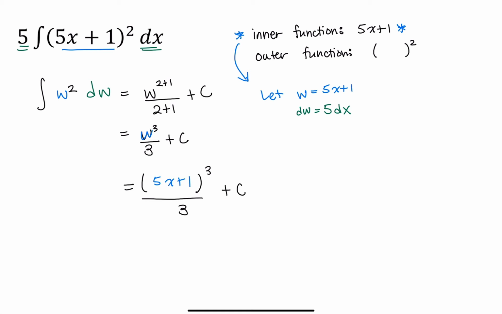All right, so here's our result. 5 times the integral of 5x plus 1 squared dx is equal to 5x plus 1 cubed over 3 plus a constant.